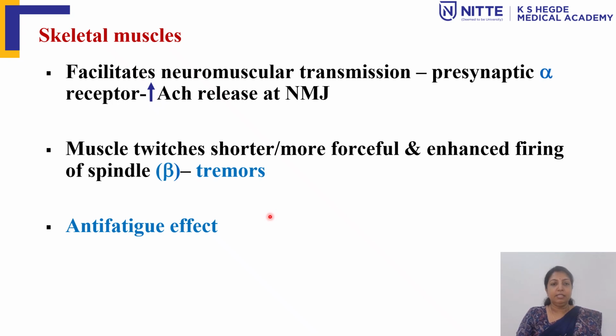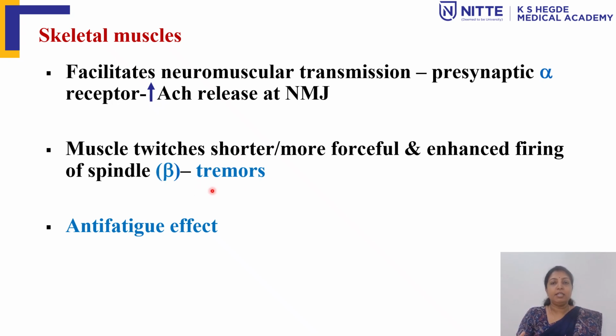On the skeletal muscle, adrenergic drugs or sympathomimetics can facilitate the neuromuscular transmission by mainly acting on the presynaptic alpha receptors. Thereby they can increase the release of acetylcholine at the neuromuscular junction, which can facilitate the neuromuscular transmission. And they can also produce tremors.